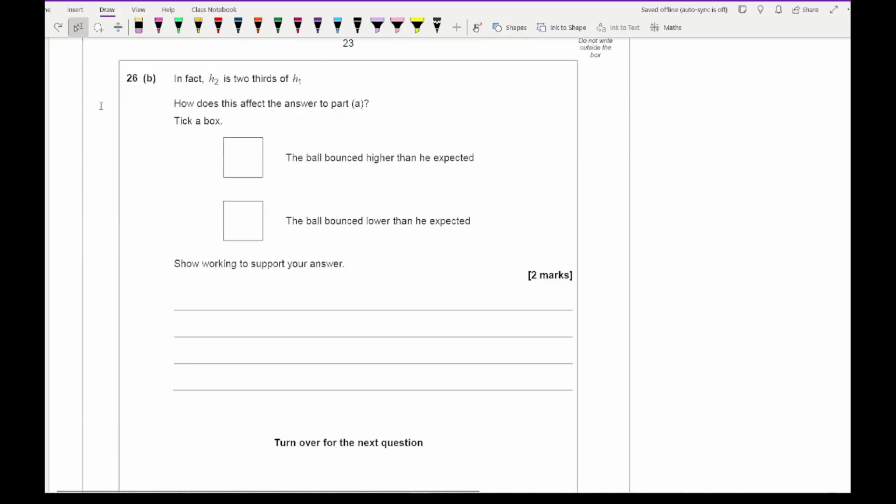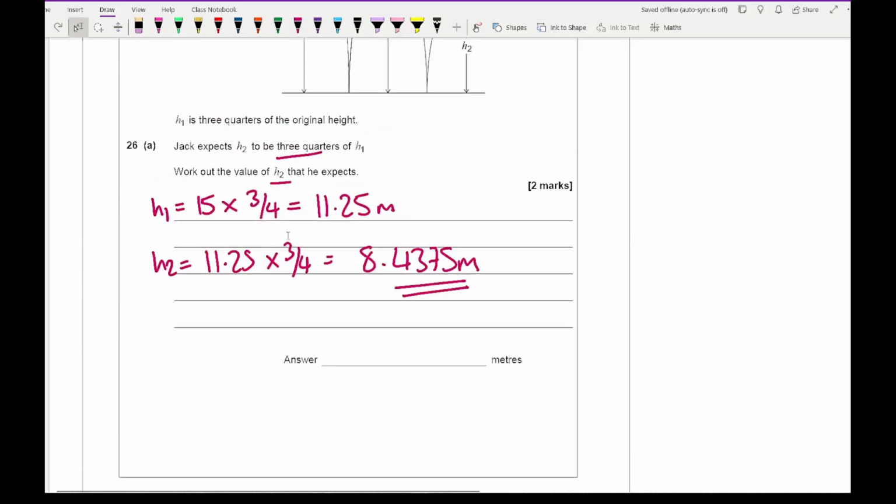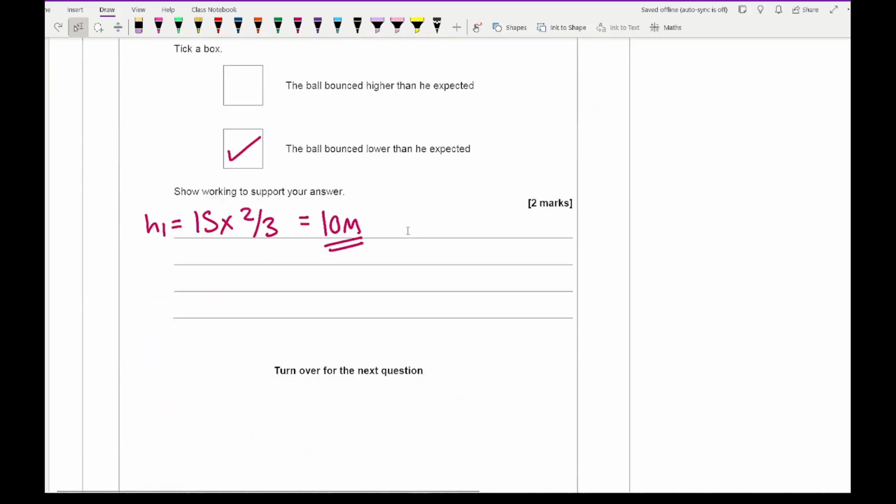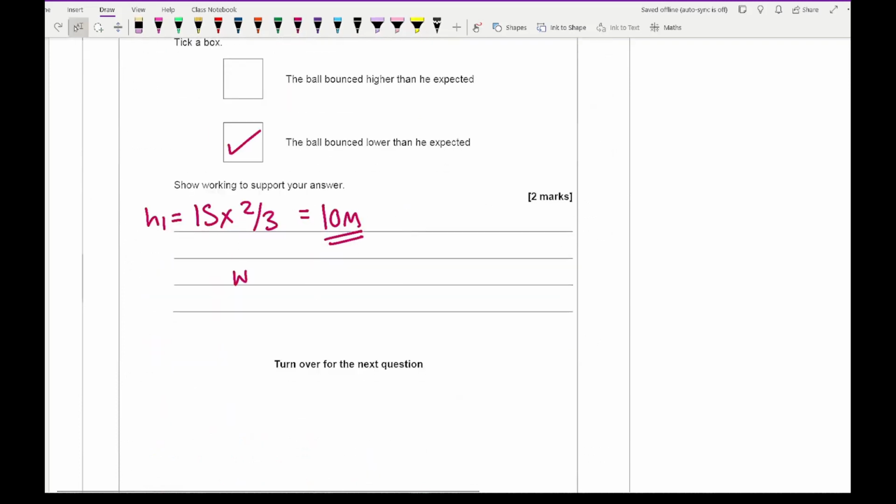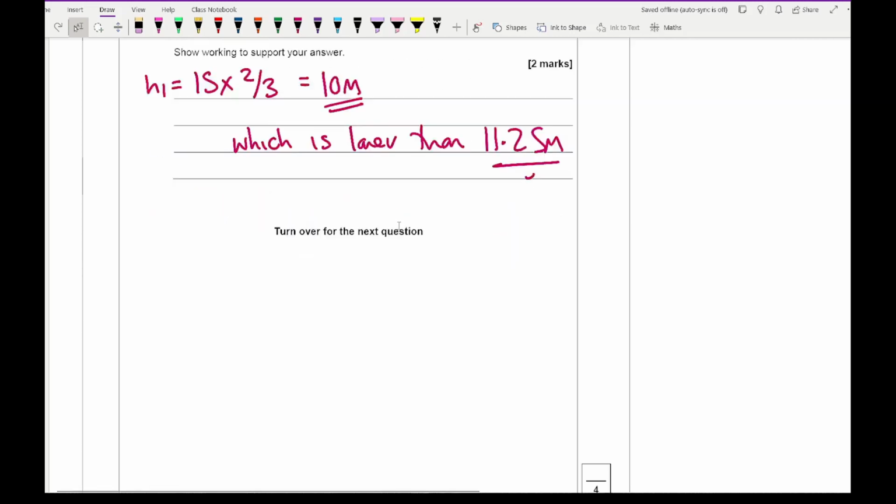It then says, in fact, h2 is 2/3 of h1. How does this affect your answer in part A? And the correct answer is it's going to be lower. And the reason for that is because for h1, if we did 15 times 2/3, and I type that into my calculator, I get an answer of 10 meters, which, if I look at h1 when it was 3/4, it was 11.25. So something along those lines, and you could say 10 meters, which is lower than 11.25 meters. So something along those lines would be fine.